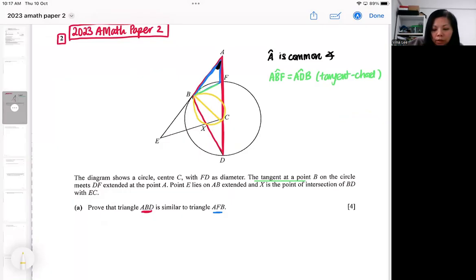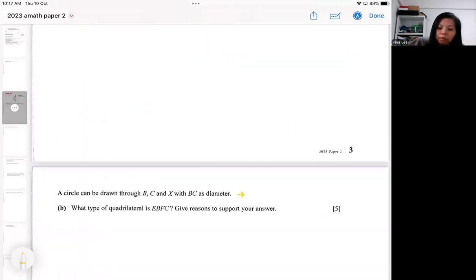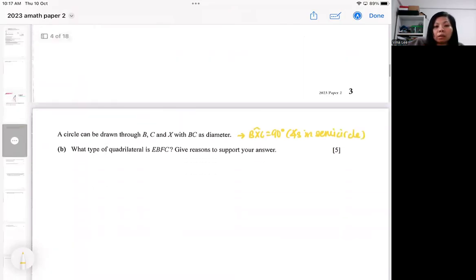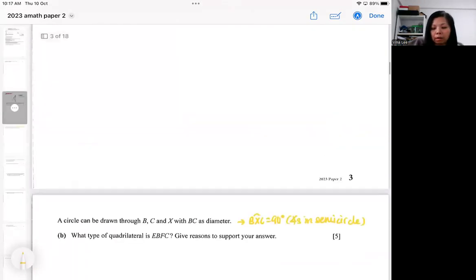So what's the purpose of giving you this? At least for the time being, you should be able to see that there is a 90-degree because BC is the diameter. So BXC is actually equal to 90-degree. With the information here, you can realize that BXC is 90-degree because it's angles in semicircle. That should be what you infer first. And then my whole idea is to decide the type of quadrilateral for EBFC, and we need the reason to support.